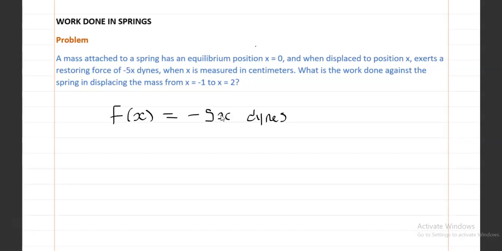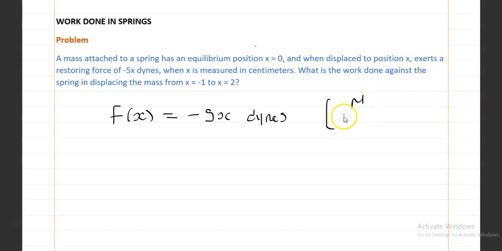All right. And also, what does dyne mean? It's very important we understand what this means because it's the unit, so we have to express our work in terms of units too. Dyne here is, remember, Newton.